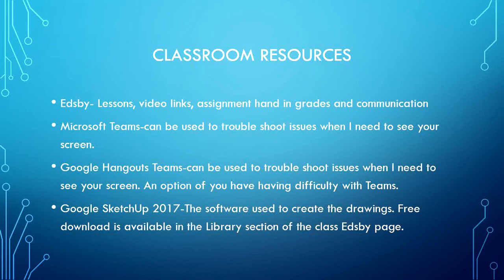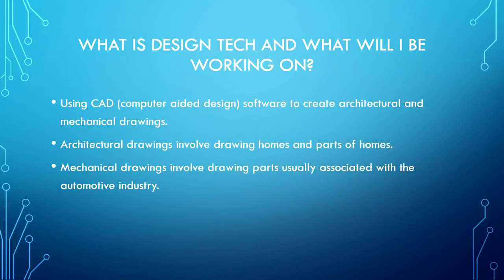Google SketchUp 2017 is going to be the CAD software that we use to create the drawings. There's a free download available in the library section of the class for our EDSB page. As you're probably well aware, there's also an online version. For the first unit, the architectural unit, it's strongly suggested that you use the download version because the online version, to my knowledge, does not allow for the importation of furniture and other articles from the 3D warehouse.